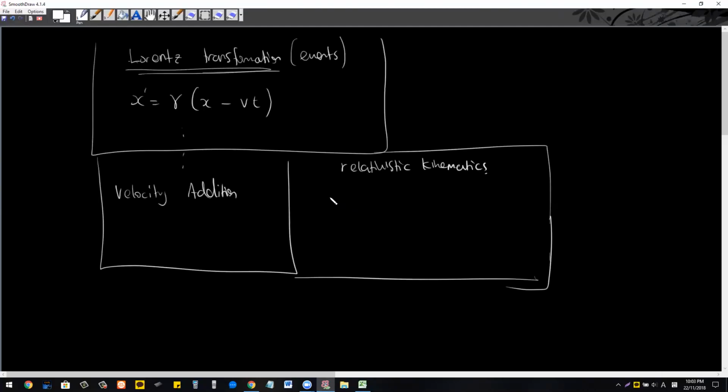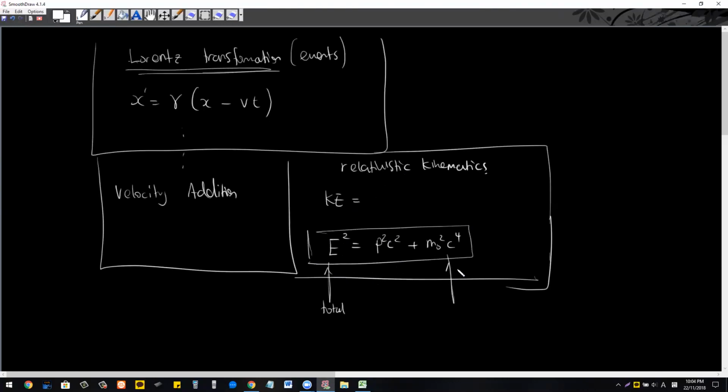So there's an equation: E squared is equal to p squared c squared plus m naught squared c to the fourth. This one gives you the relationship between total energy, and this one is the rest mass energy, and this one is momentum, isn't it? Yes, momentum. Are you quite familiar with this equation? I'm familiar with this equation, yes.